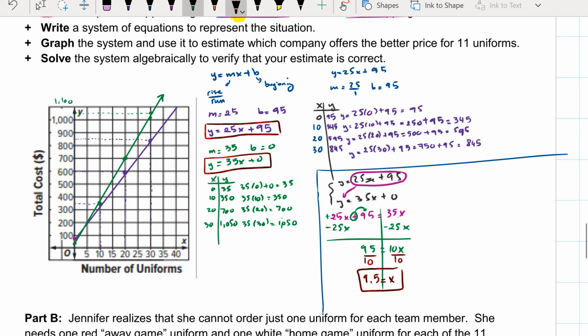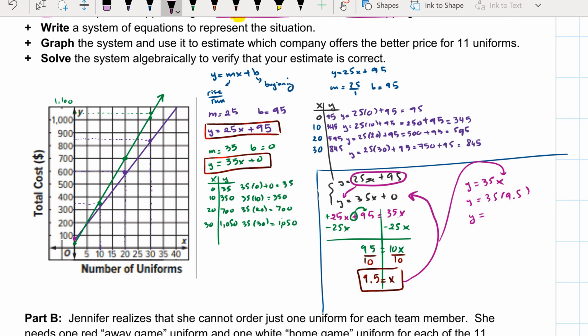To get the money, we're going to take this and plug it into one of the original equations. I would choose the second one because it's less work for me. Sorry, I should slow down one step. The second equation, y equal to 35x. And we know x is 9.5, so we're going to plug it in. 35 times 9.5.